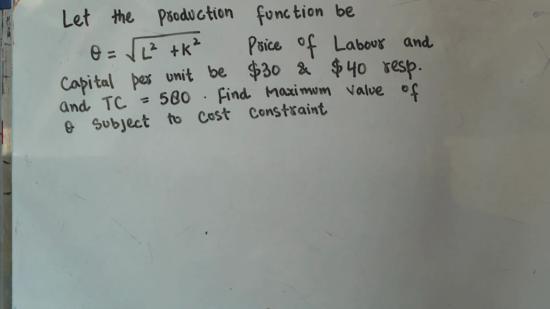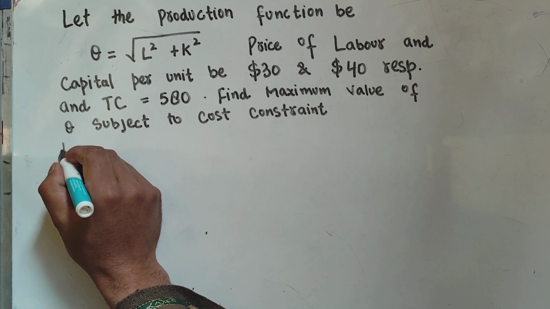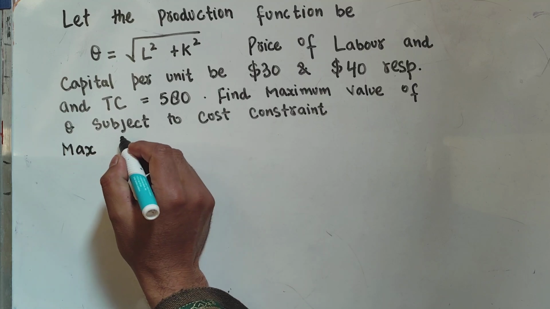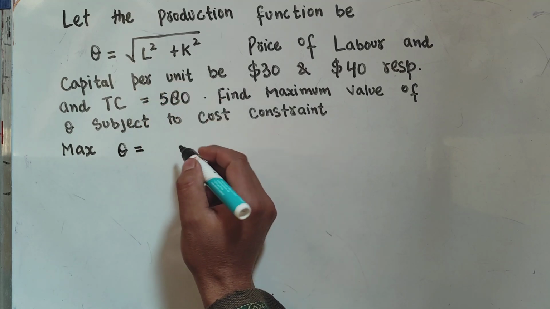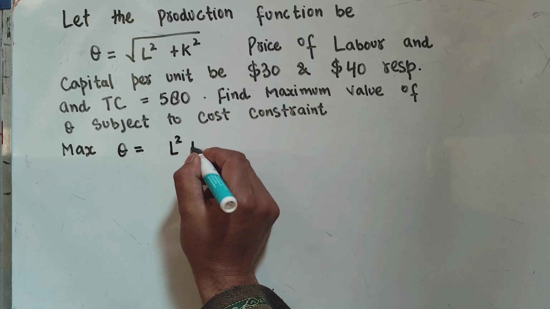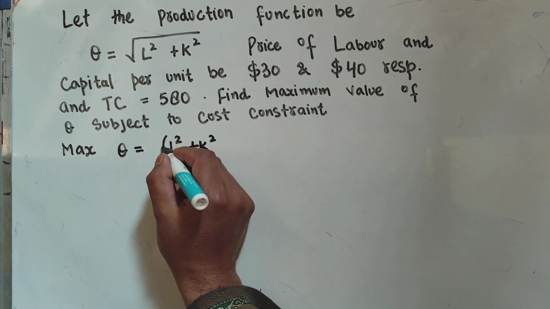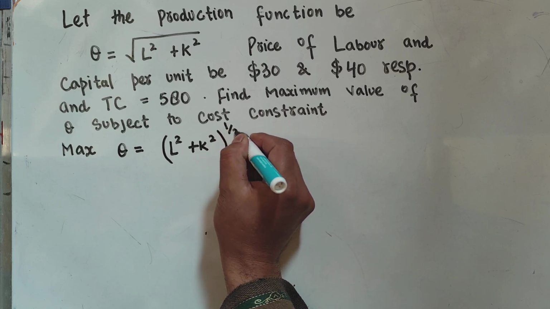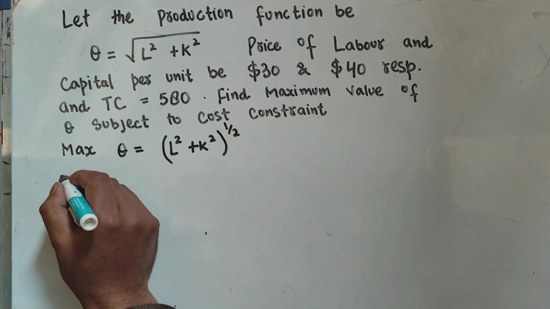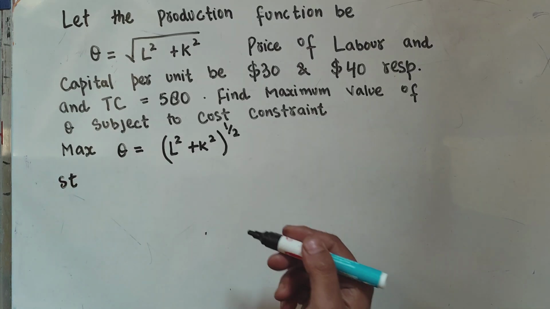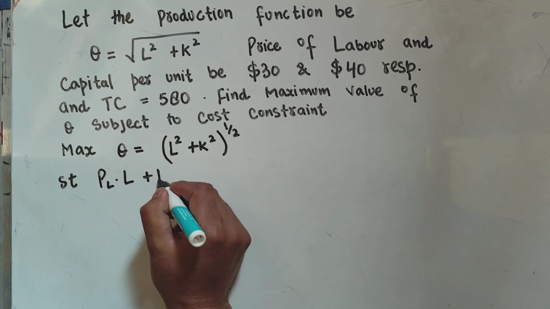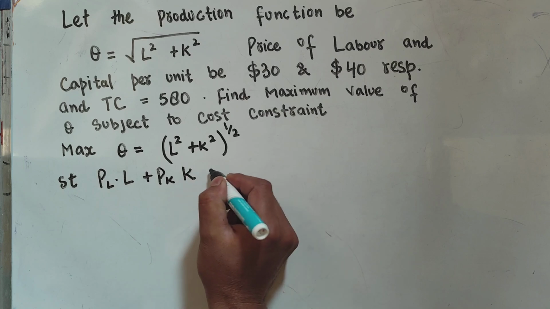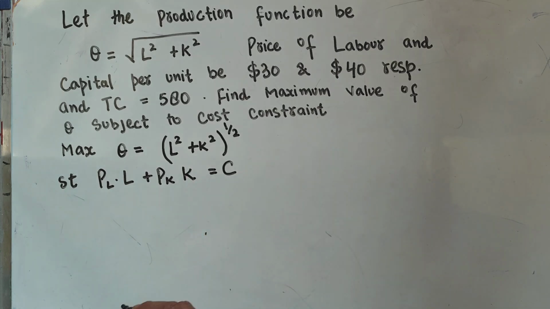Okay, so this question is output maximization. That means we want to maximize our output, which is equal to the square root of L square plus K square, and I can write it like this: L square plus K square, all to the power 1 upon 2. So we want to maximize output subject to the cost constraint that the producer will be facing, that is, the price of labor times units of labor plus price of capital times units of capital should be equal to the total cost of the producer.